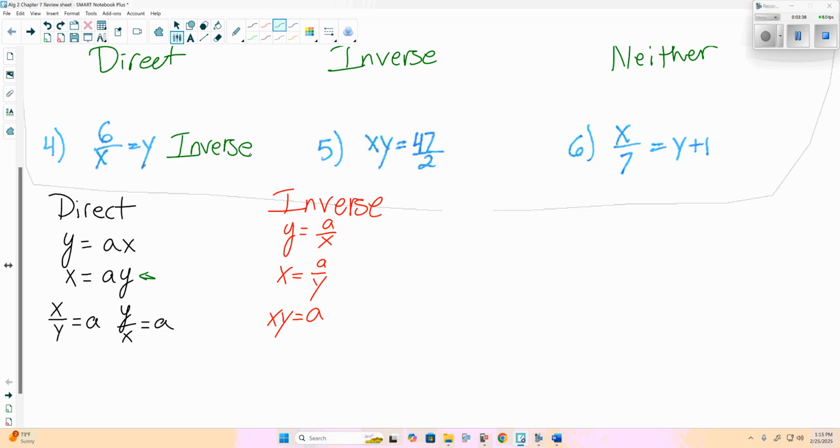Guys. Number 5, x times y equals 47 over 2. Inverse. All right. Number 6. Neither.